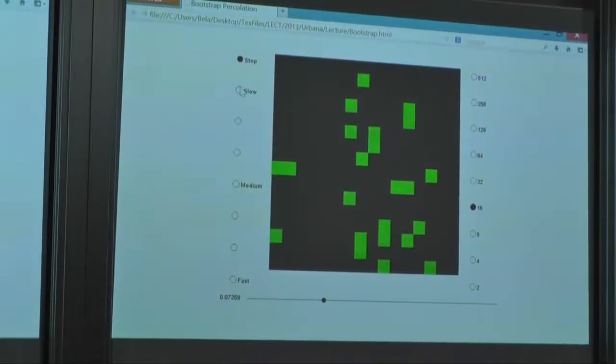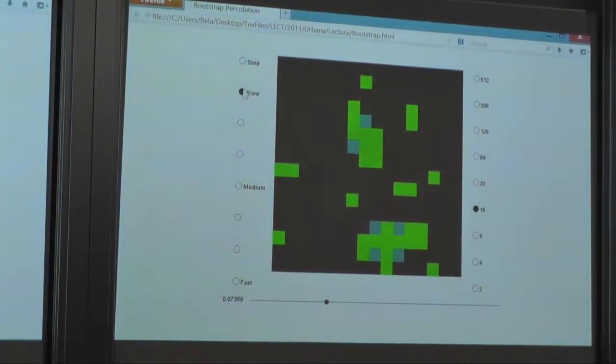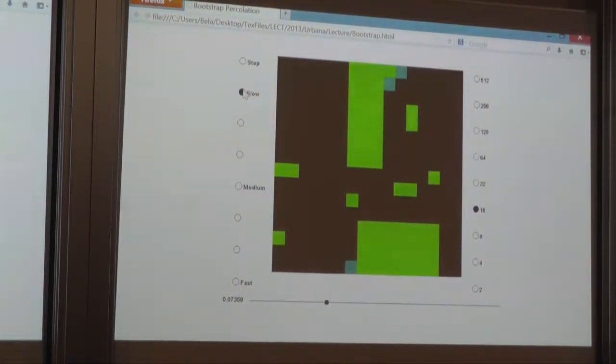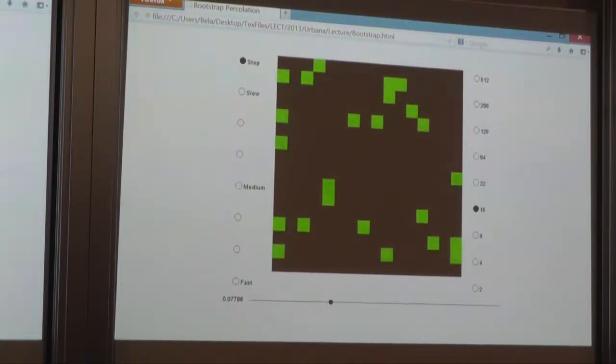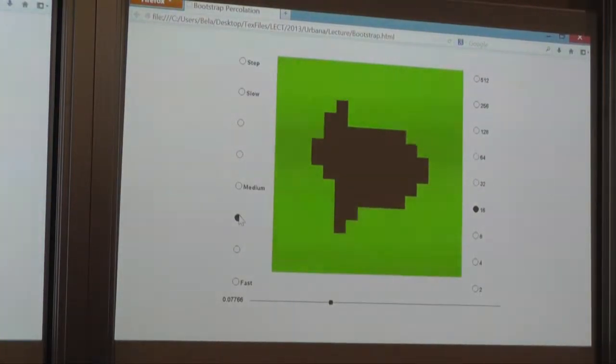Now let's take it slowly. The blue ones are those which have 2 infected neighbors, so at the next time step they become infected, and so on. We are on a torus, so the top comes back again. Let's finish it. So that's what we get. Let's take it fairly fast and give it again.